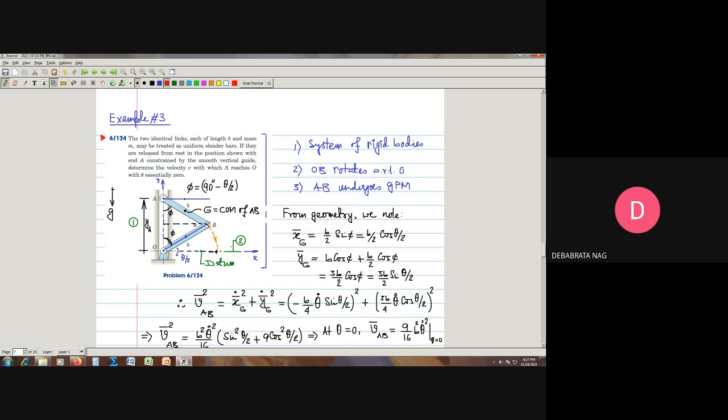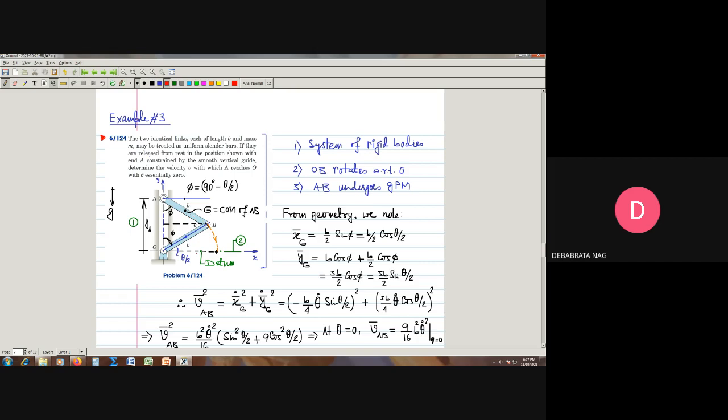So in the first method, we are going to approach it by applying the classical kinetic energy equation. In order to do that, we have to do certain mathematical operations. First of all, let us try to identify, for the link AB, which is undergoing general plane motion, this is its center of mass, correct? Which is, of course, at the middle point of the link length AB.